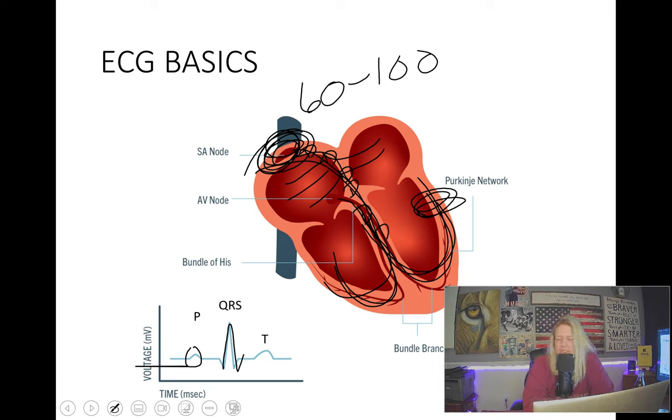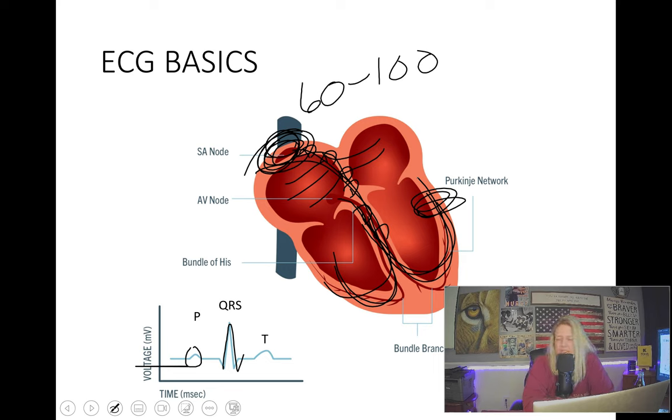And by the way, I have an upright P wave. So here I have an upright P and I have a narrow QRS. Do you know what this means? It means I have a sinus rhythm. It means my sinus node is the pacemaker of the heart. And that's exactly what I want. I want my sinus node to be the pacemaker of the heart.